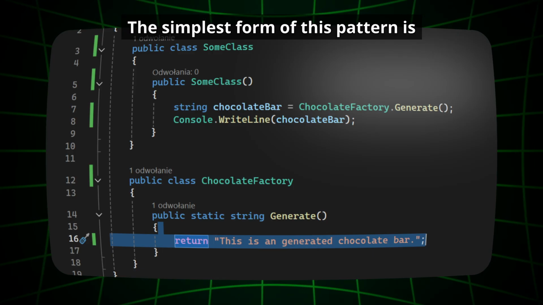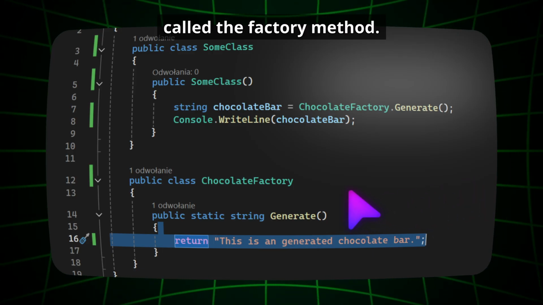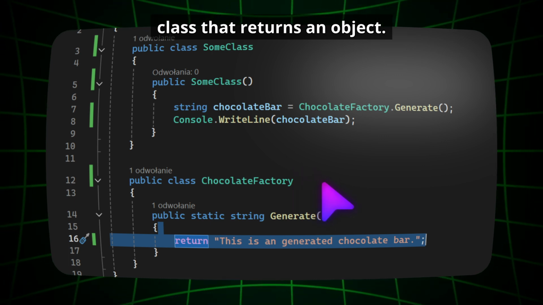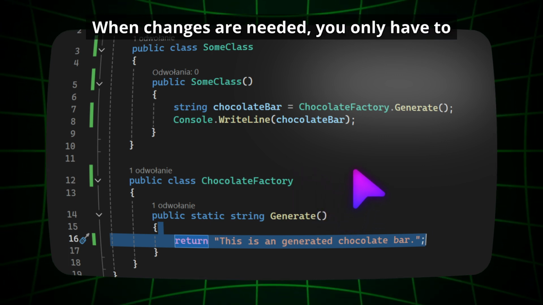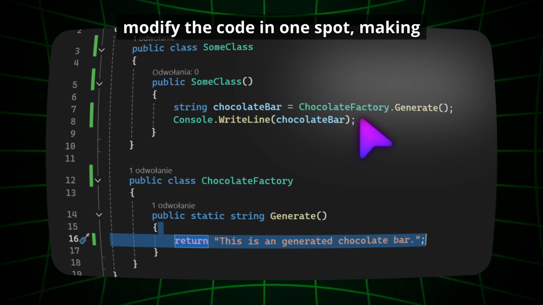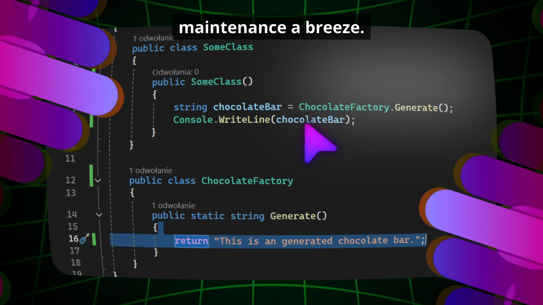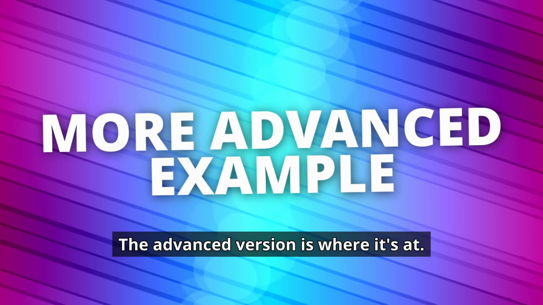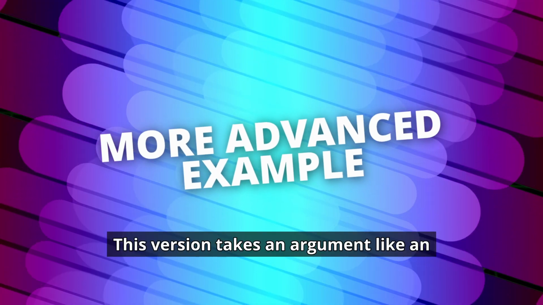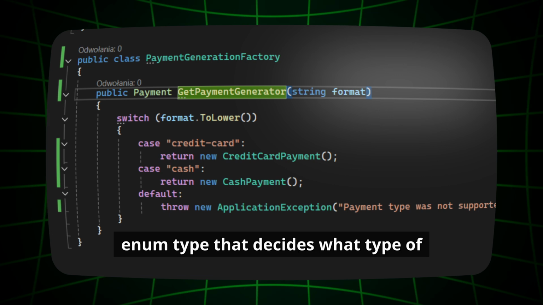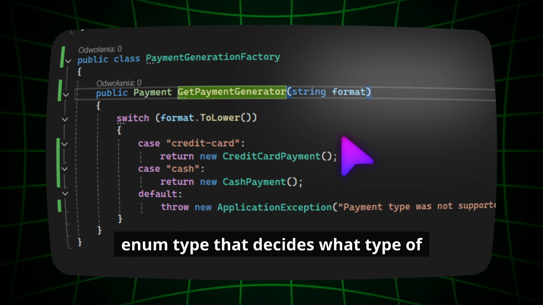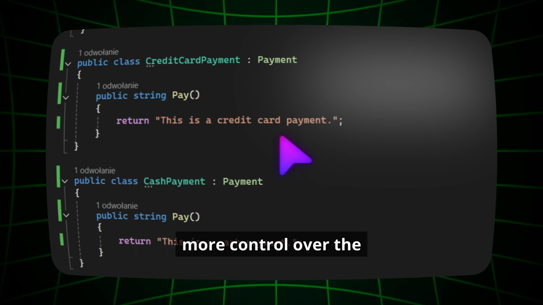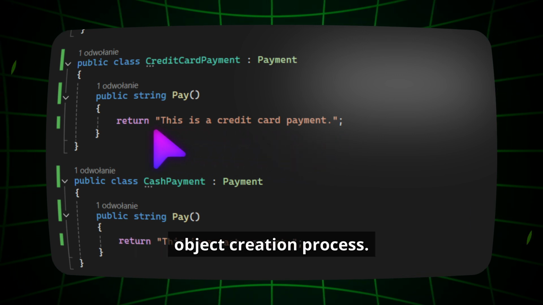The simplest form of this pattern is called the factory method. Picture it as a static function in a class that returns an object. When changes are needed, you only have to modify the code in one spot, making maintenance easier. Now, if you are looking for more flexibility, the advanced version is where it's at. This version takes an argument like an enum type that decides what type of object should be returned, giving you more control over the object creation process.